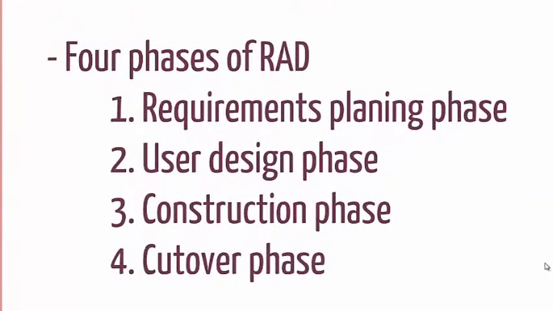The first phase is requirements planning phase. Users, managers, and IT staff members discuss and agree on business needs, project scope, constraints, and system requirements. It ends when the team agrees on the key issues and obtains management authorization to continue. Then comes the user design phase. During this phase, users interact with system analysts and develop models and prototypes that represent all system processes, inputs, and outputs.